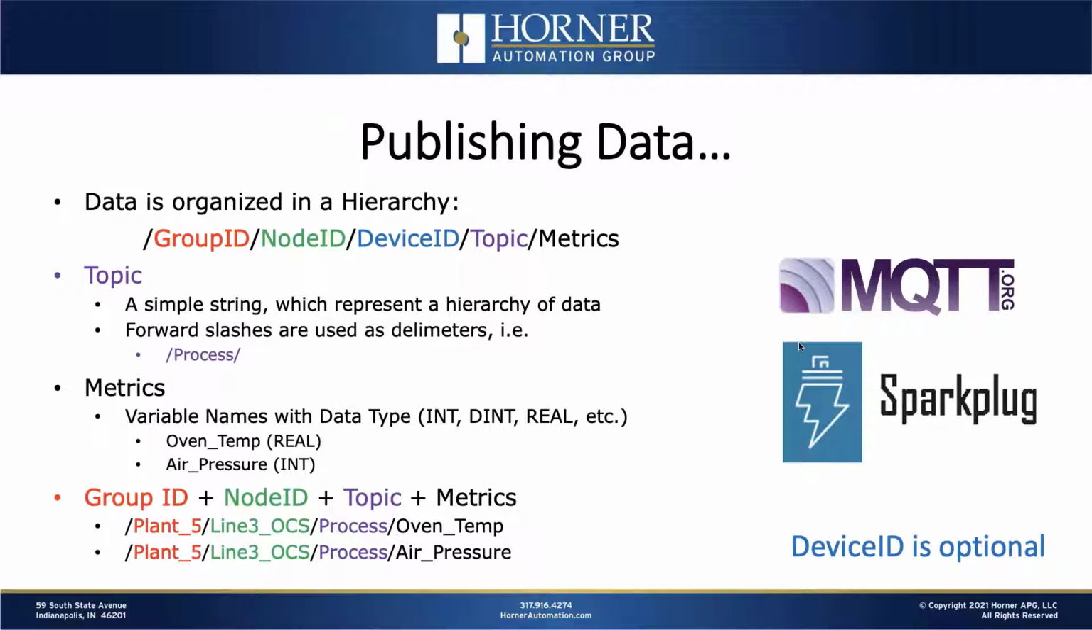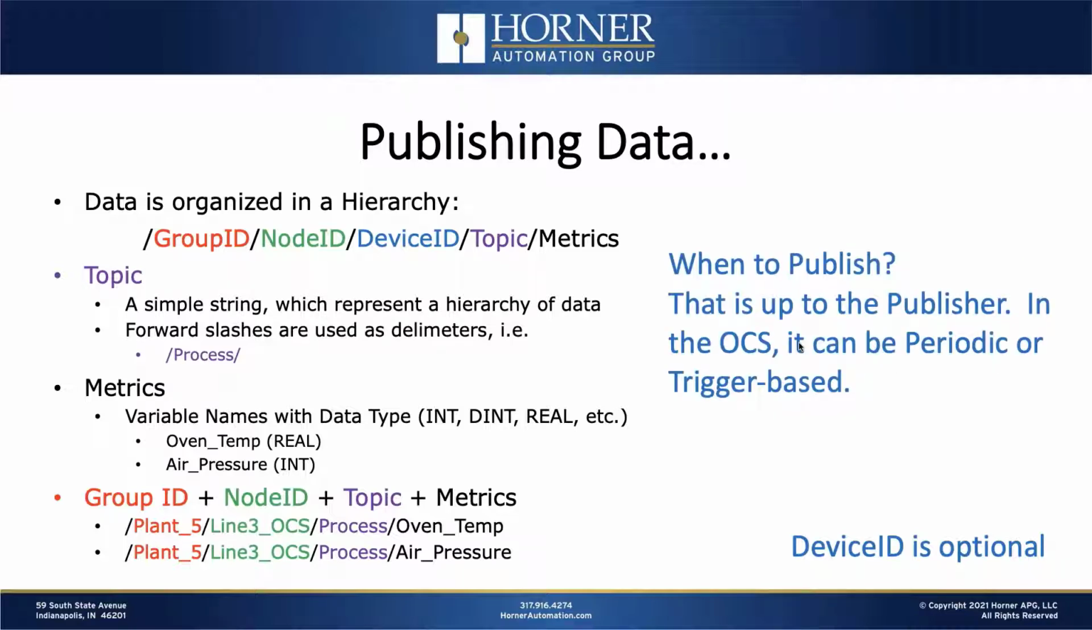And then within each topic, you have what are known as metrics. Those are really just variables, right? You could have a metric such as oven temperature, air pressure, whatever process data or machine data that needs to be published. Those variables would be reported as metrics that are part of a topic. And then you can see how the hierarchy works there at the bottom. Okay, now when data is published, that is up to the client. In the case of our OCS products, it can be based on time, or it can be based on a trigger or a change of value.